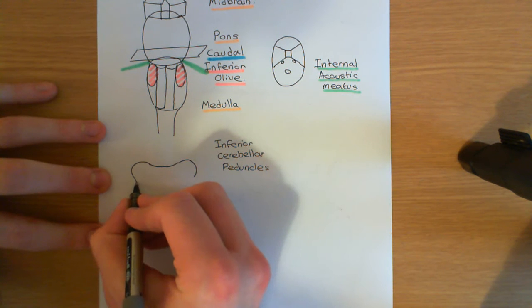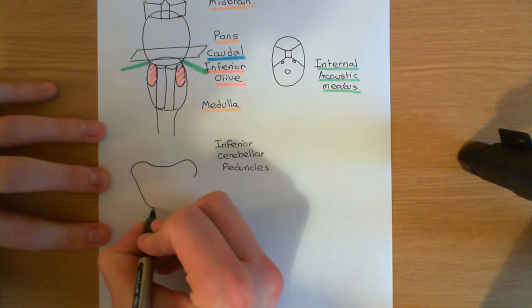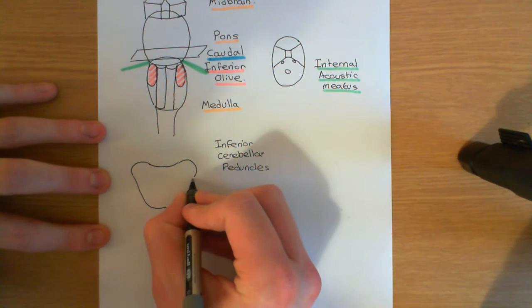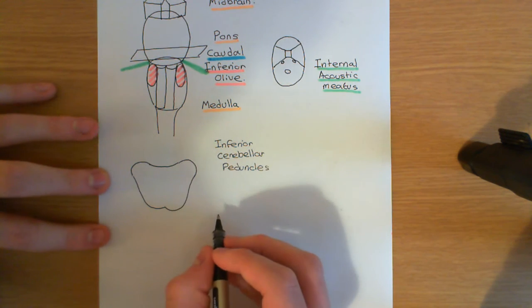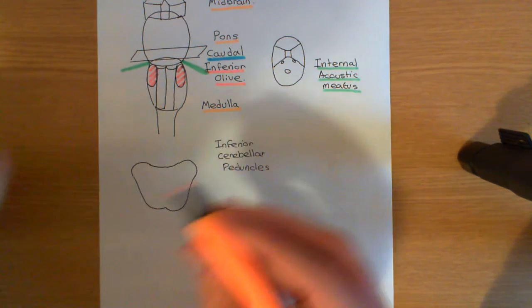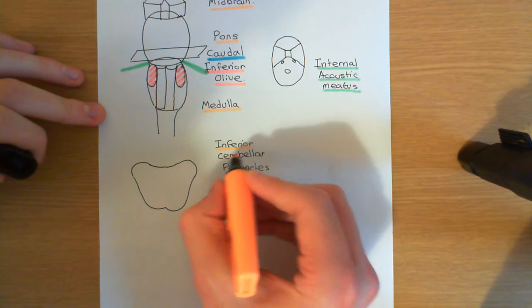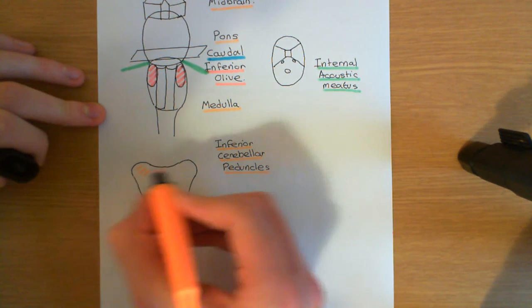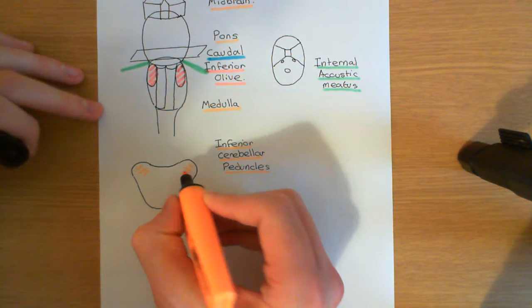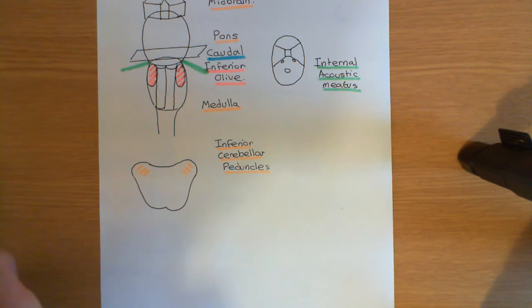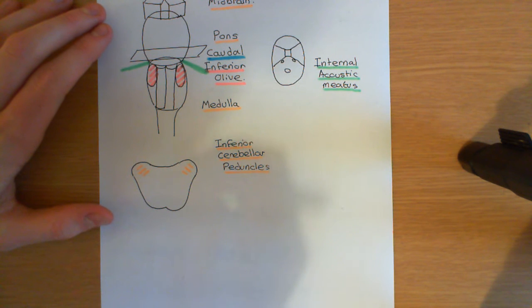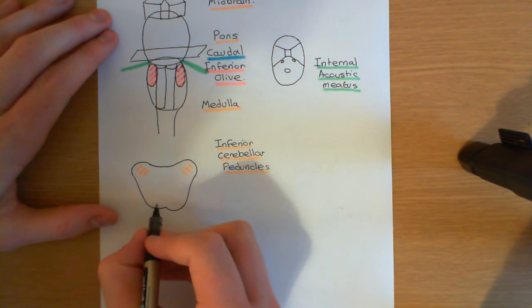Okay, now coming forward, it's going to look more like this. Remember, this is the very caudal portion of the pons. So just putting a little bit of colour on here. The inferior cerebellar peduncles are these portions where we've got lots of axons running into the cerebellum, feeding information into the cerebellum.